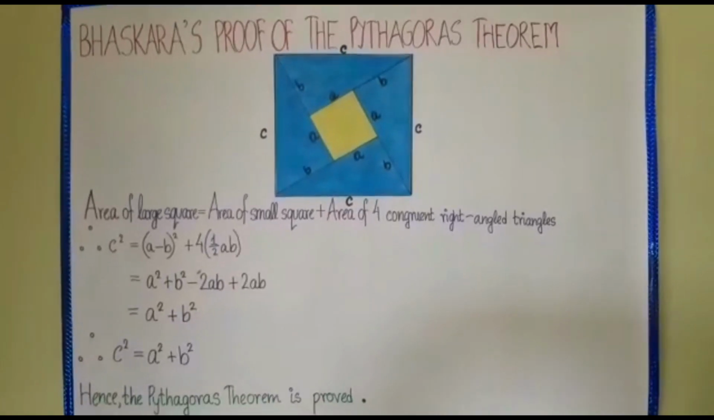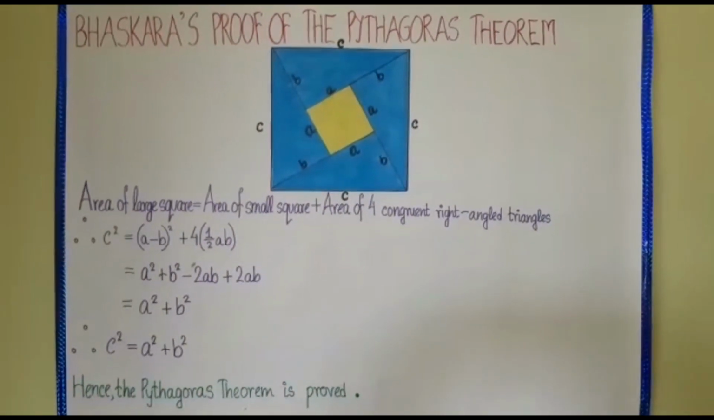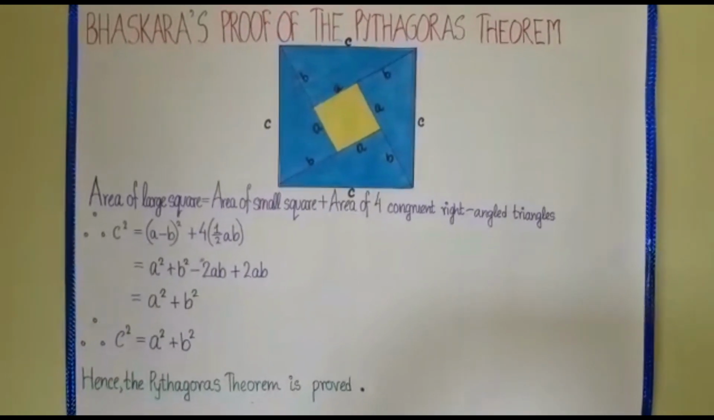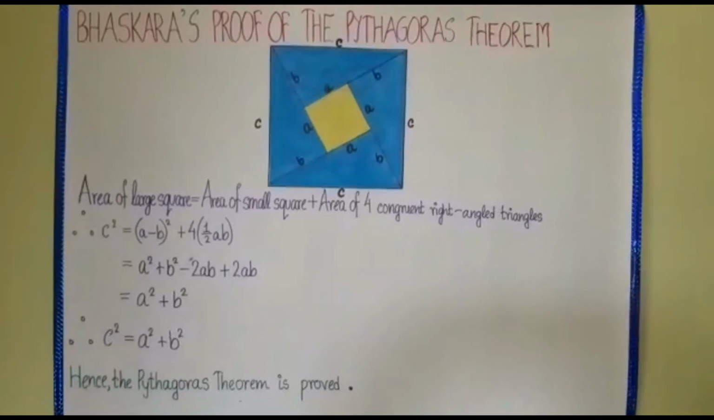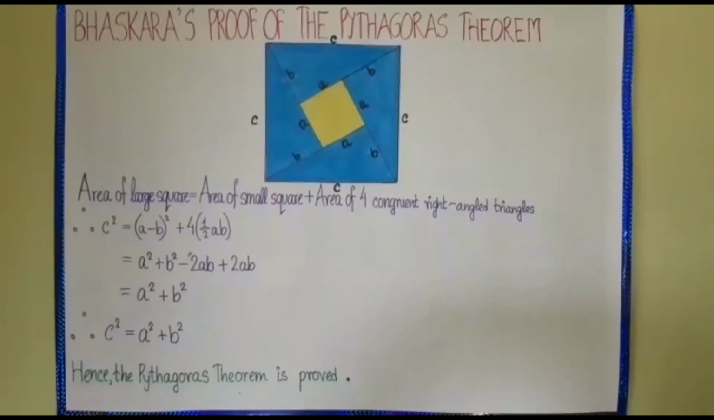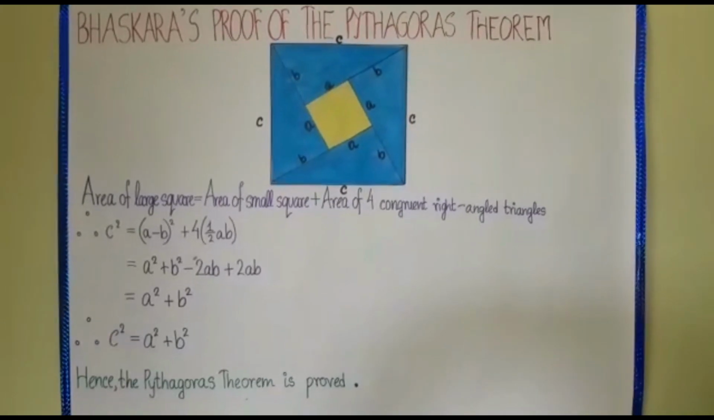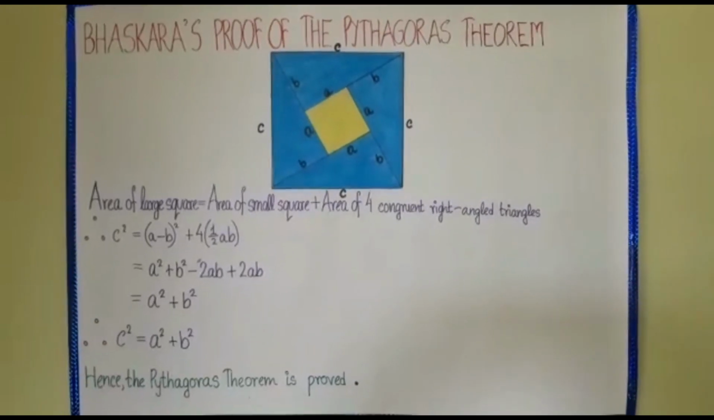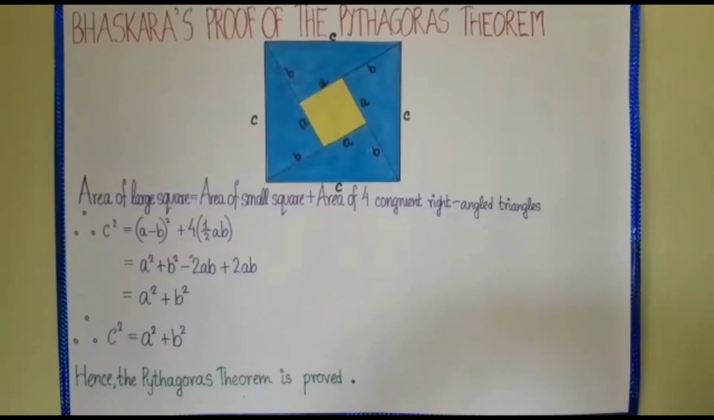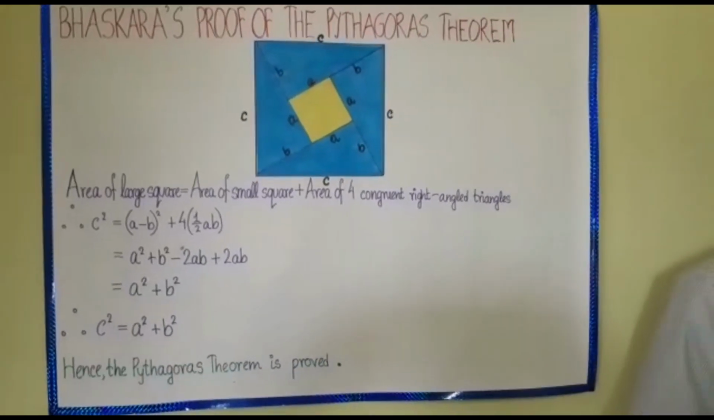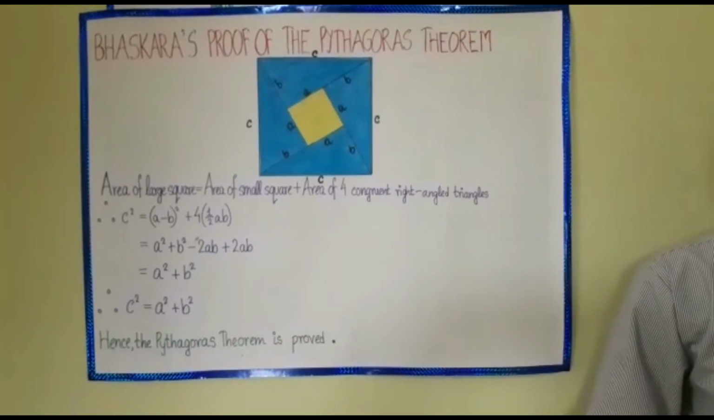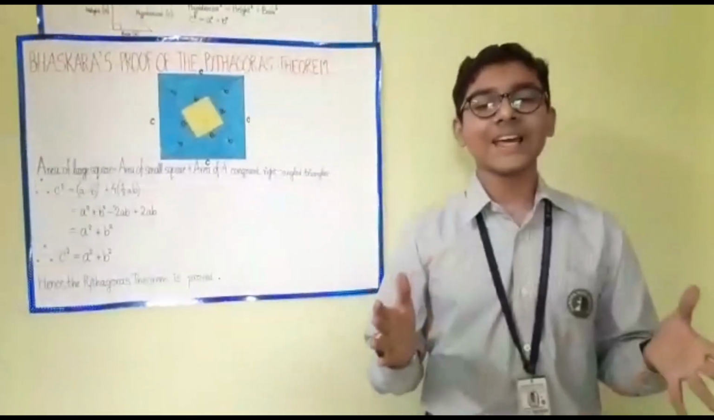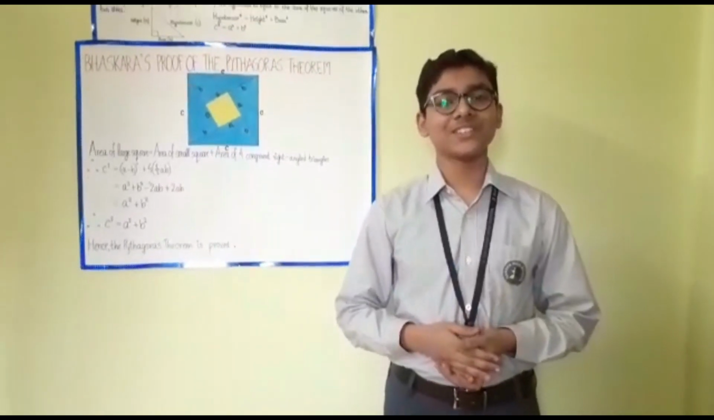Looking at this diagram in the chart, we can understand that the area of the large square is equal to the area of the small square plus the area of the four congruent right-angled triangles. Therefore, c squared is equal to (a minus b) whole squared plus 4 into half ab. On further simplification, we finally obtain a squared plus b squared. Therefore, c squared is equal to a squared plus b squared, which is exactly what the Pythagoras theorem states. Hence, we have successfully proved the Pythagoras theorem.